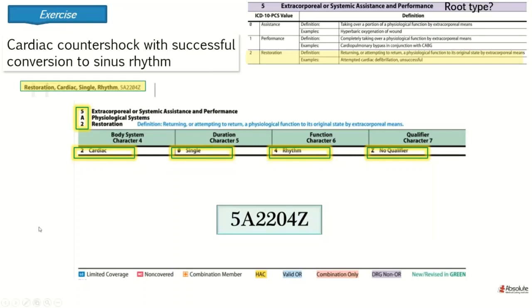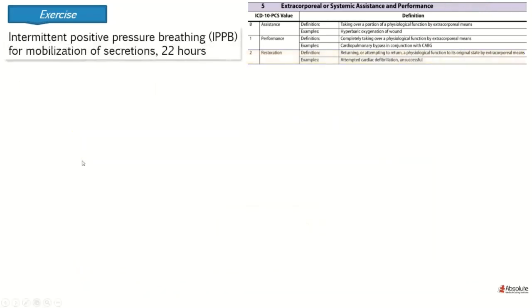And we've got one more, coders. How did you do? You doing good? Outstanding. All right, coders. Intermittent positive pressure breathing, IPPB, for mobilization of secretions, 22 hours. What is your root operation? Is it assistance, performance, restoration? Your root operation is assistance.